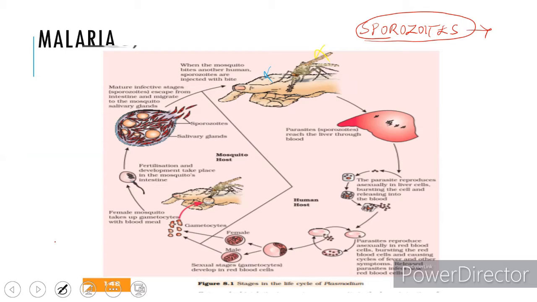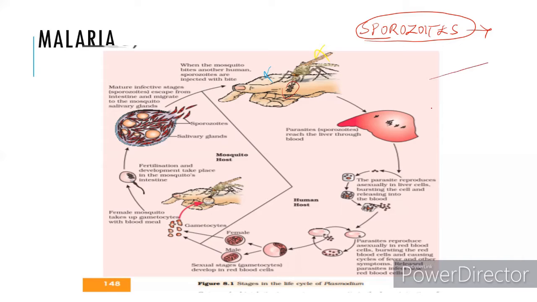What do I mean by an infected mosquito? A mosquito which has sporozoites in it. So the mosquito here for the first time bites this healthy individual, and the sporozoites get released into the blood.